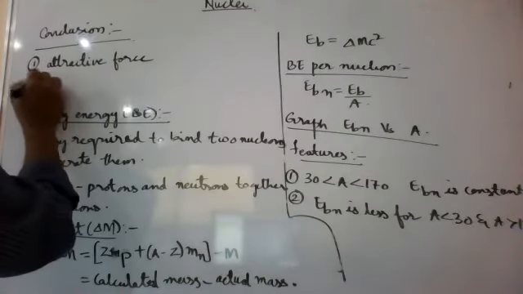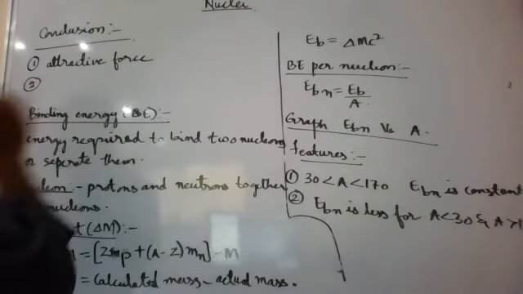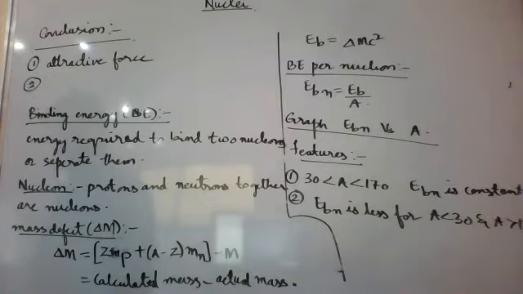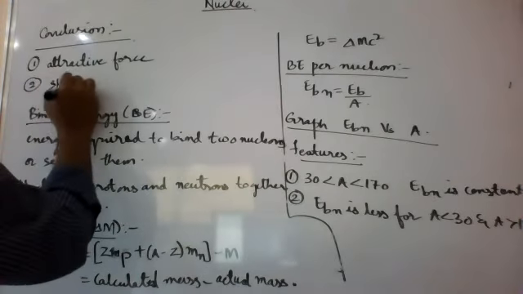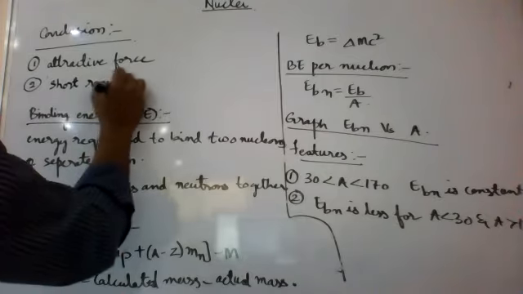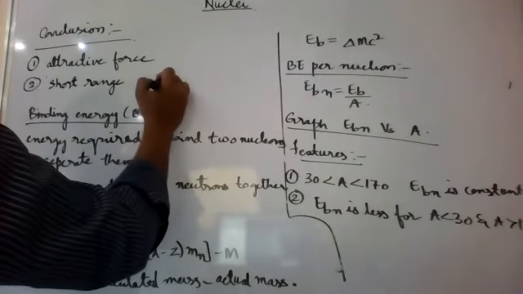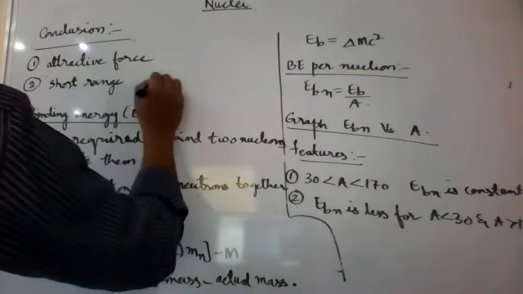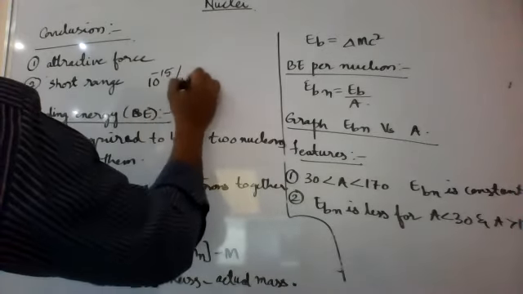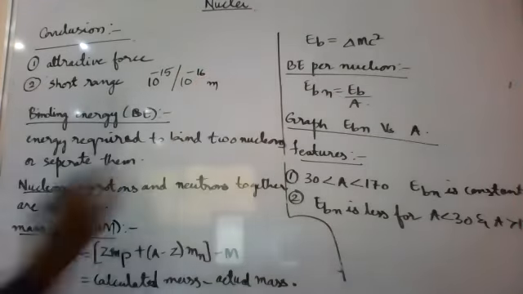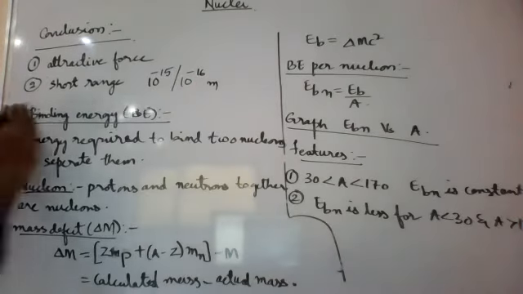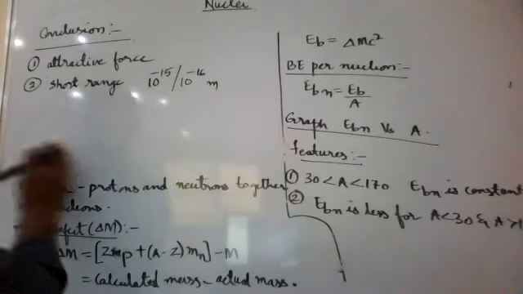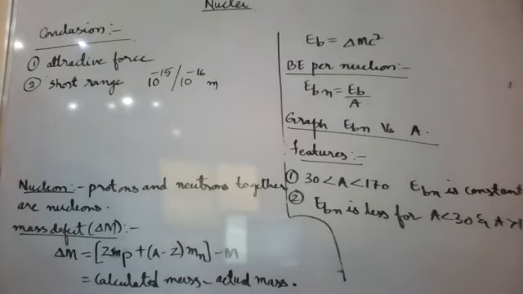Number two, the second one is what? There is a constancy between both of them. So we came to the conclusion that it's a short range force, meaning approximately 10 to the power of minus 15 to 10 to the power of minus 16 meters. It is a very, very short range and attractive force. These are the two conclusions.